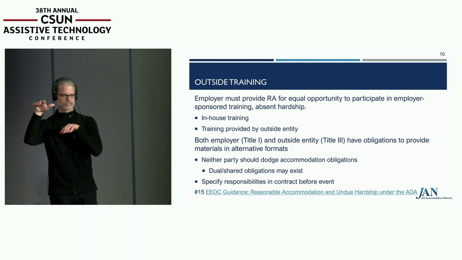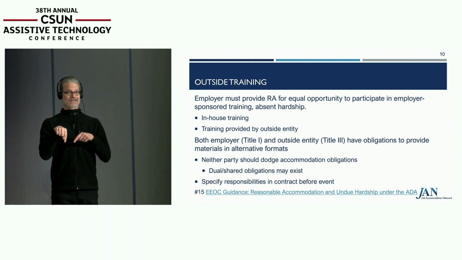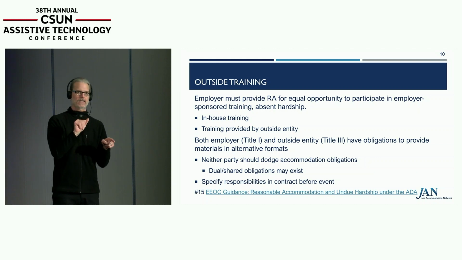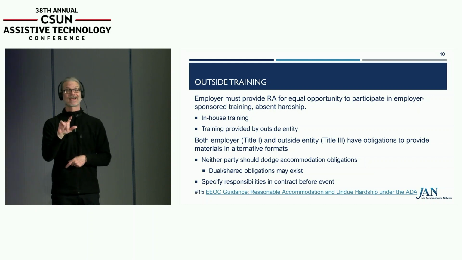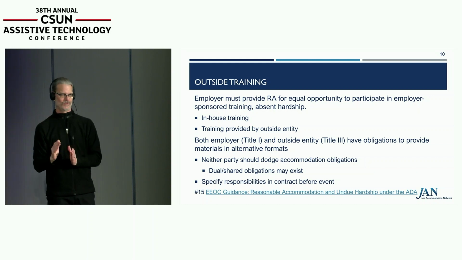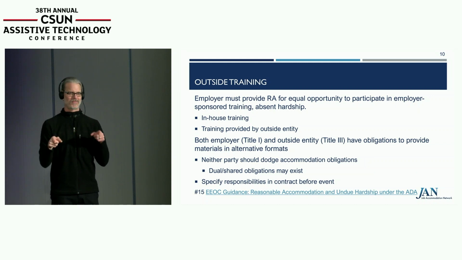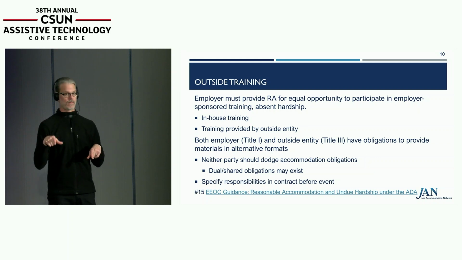So here, things can get a little tricky because both parties are going to be held to the ADA. We have Title I, which is the employer needs to furnish accommodations, but also Title III, which is the trainer needs to furnish accessibility and accommodations. So they both have these obligations. Neither party should dodge their obligation under the federal law.